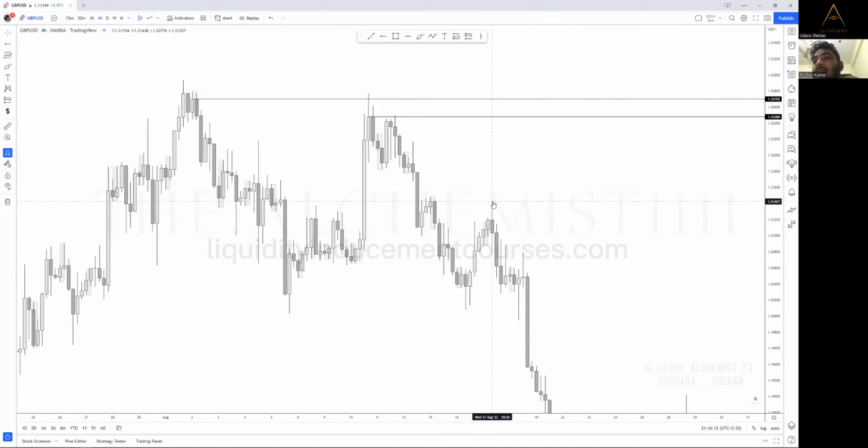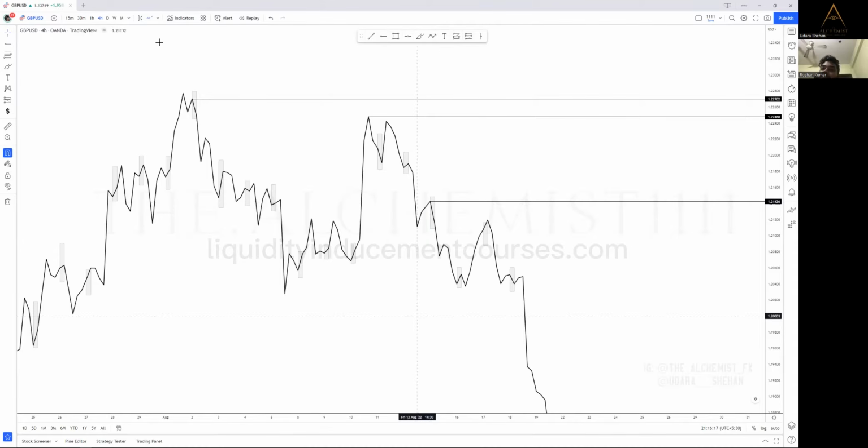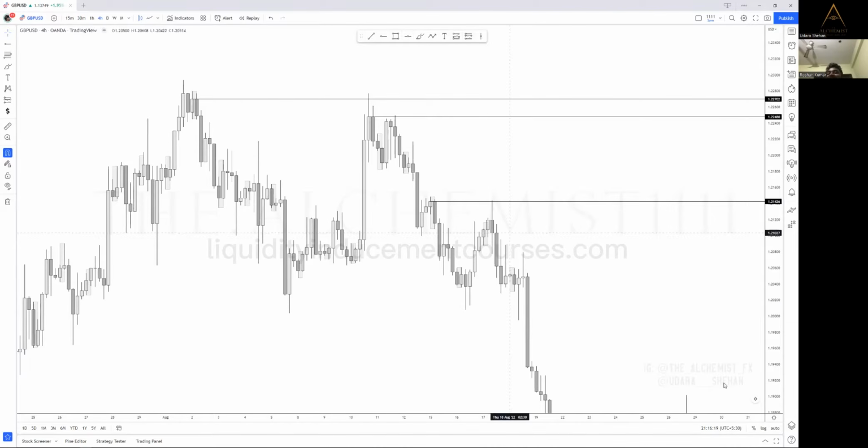Where did this one tap into? Line chart. Resistance. What happened? So many entries. So many entries.